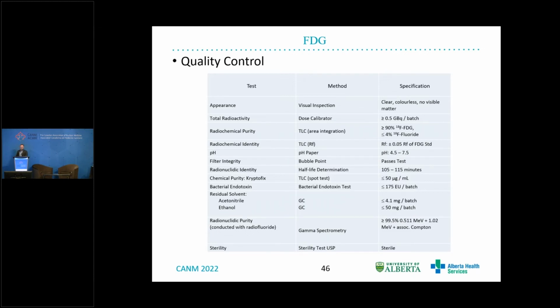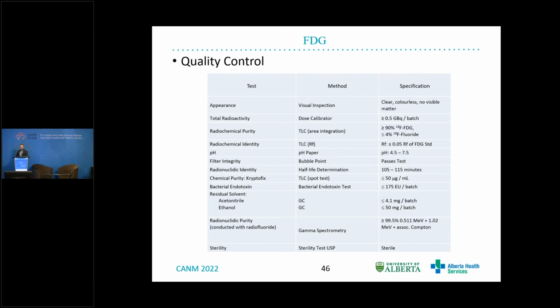So once we have the FDG produced, we need to have quality control over it. These are the tests we do. We have appearance, so visual inspection, that it's clear, colorless, and there's no visible matter in the product. We have the assay, the total radioactivity, radiochemical purity, which we do by TLC. Radiochemical identity, again by TLC. We measure pH using pH strips.